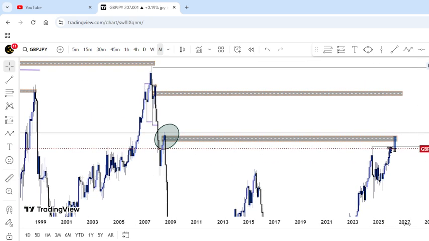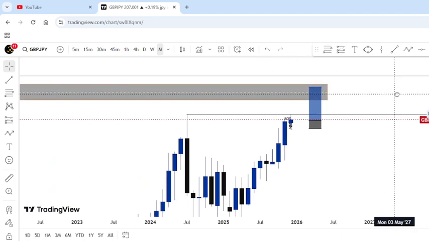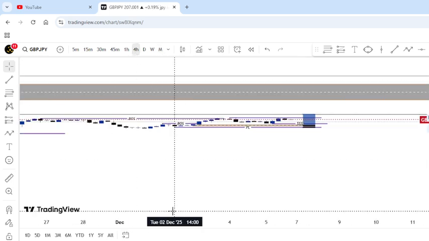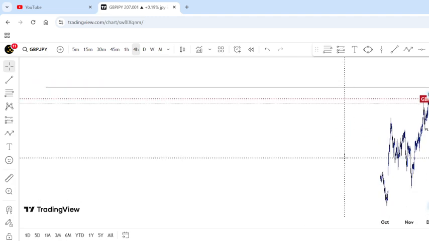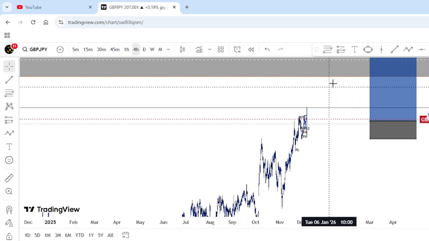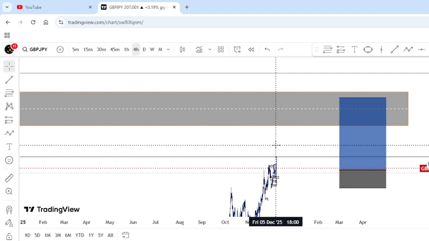Since I know I'll be buying, all I'm going to do now is when I go to the 4 hour and I go to the 1 hour, I know what I'm looking for. I'm looking for a buy. You understand what I'm saying? I'm looking for a buy to that particular zone. Not this one. I'm looking for a buy to this particular zone here, to this particular resistance point.